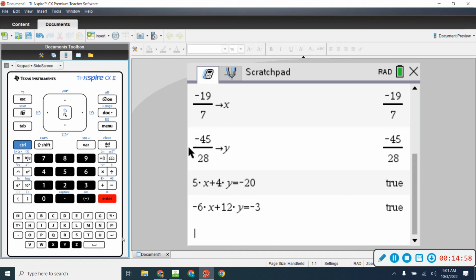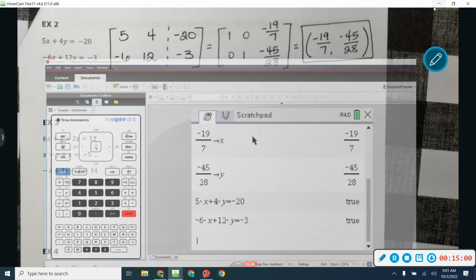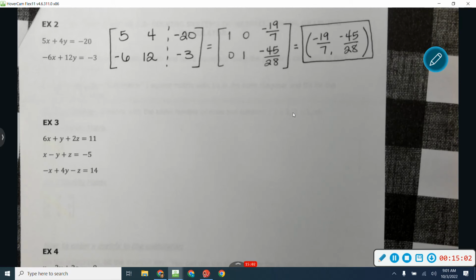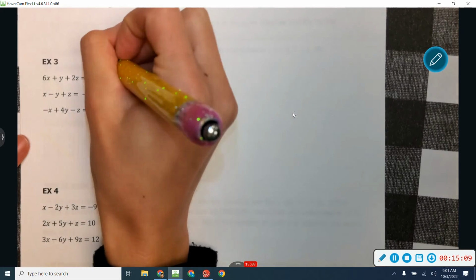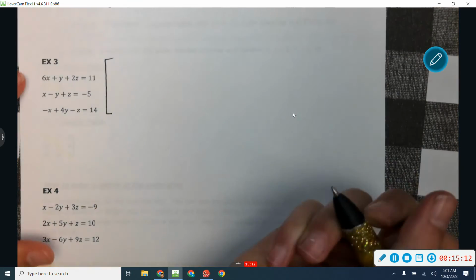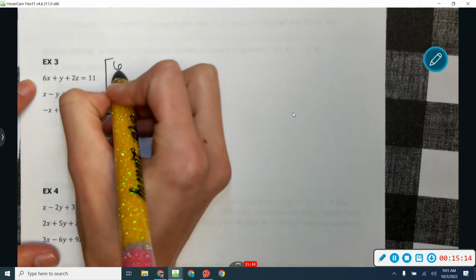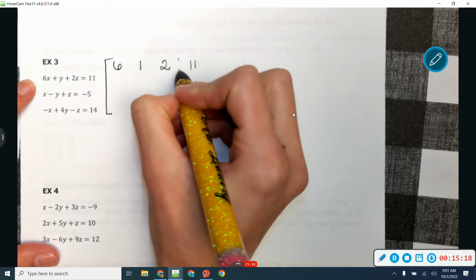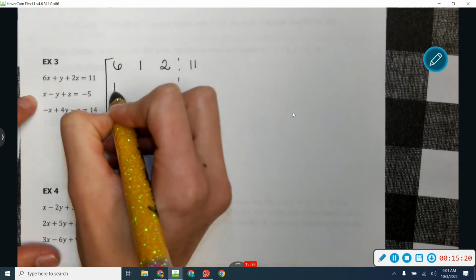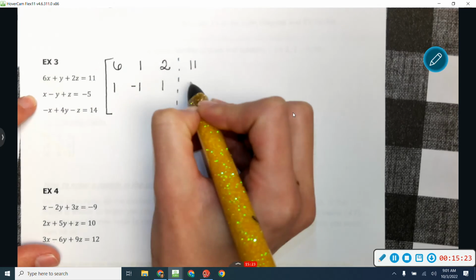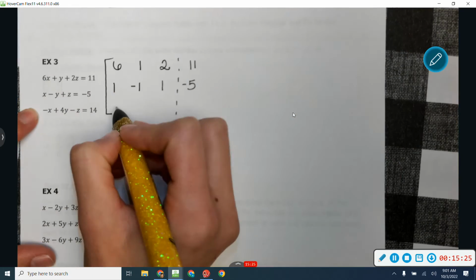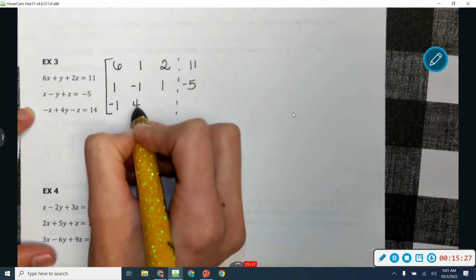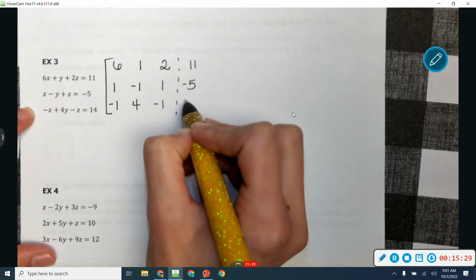Because if you do drop off a negative, your entire problem is going to be wrong because there's no partial credit to show. Okay? Now, for example 3, I have a system of 3 equations, so I'm going to set it up. I've got 6, 1, 2, and 11. I've got 1, negative 1, 1, and negative 5. I've got negative 1, 4, negative 1, and 14.